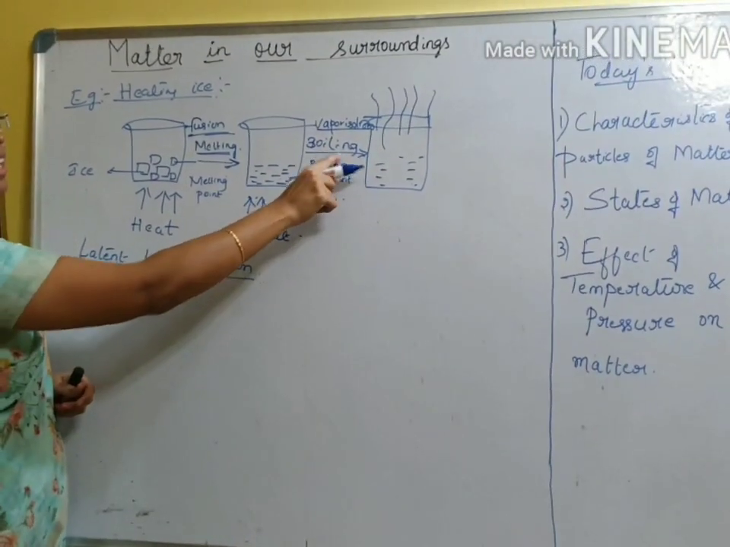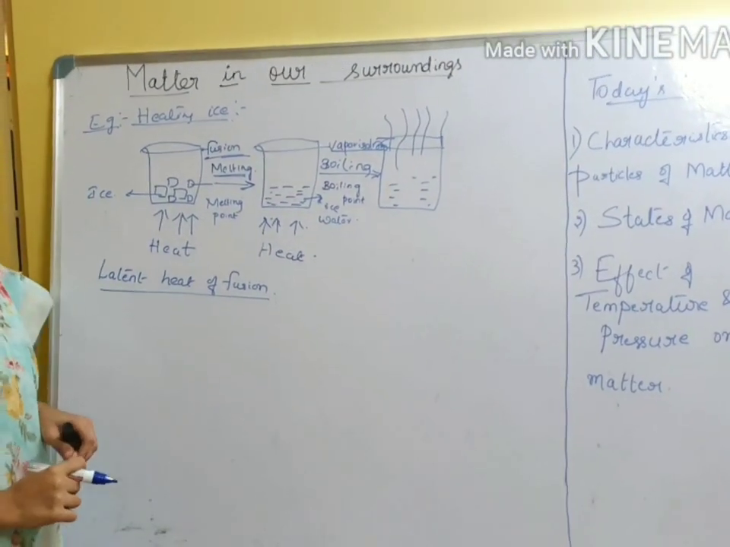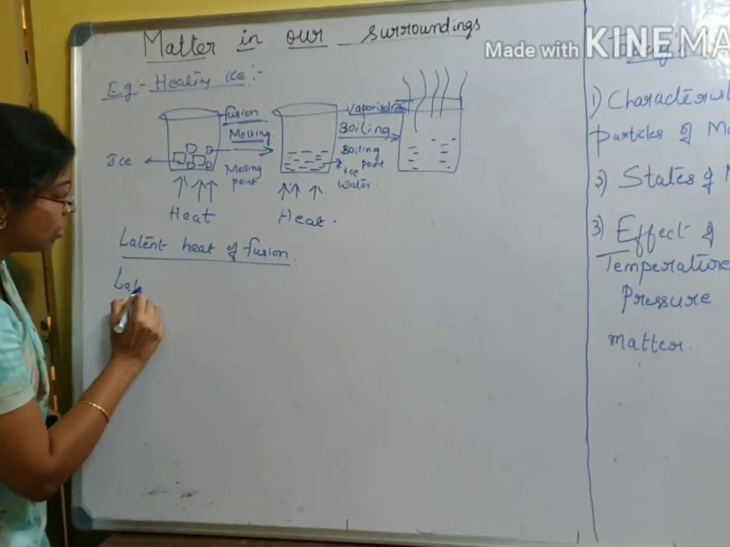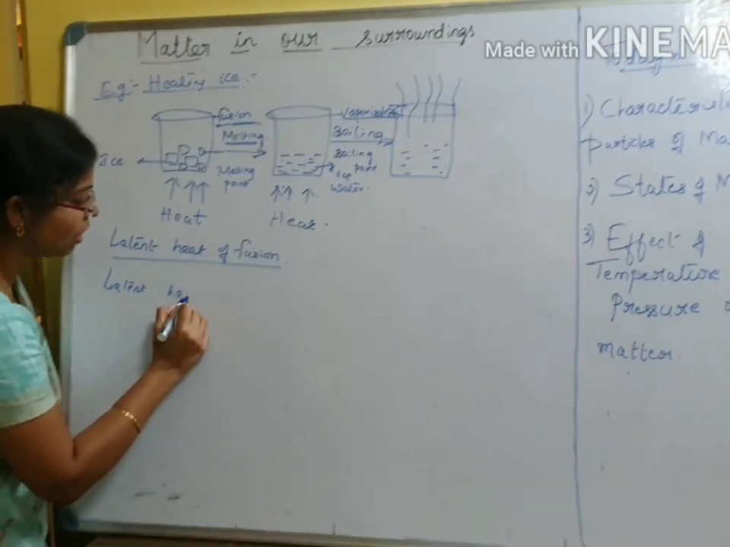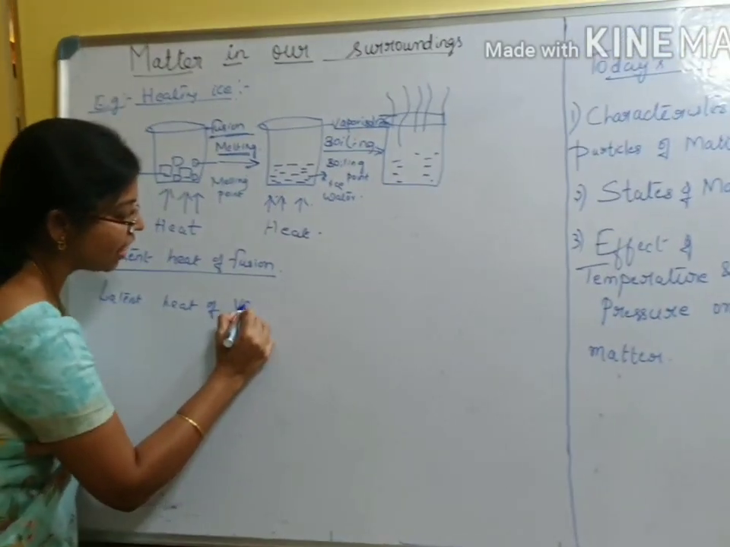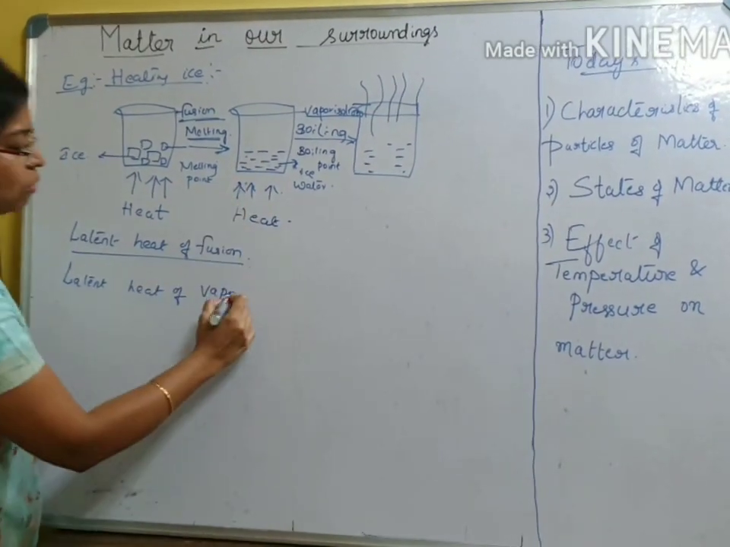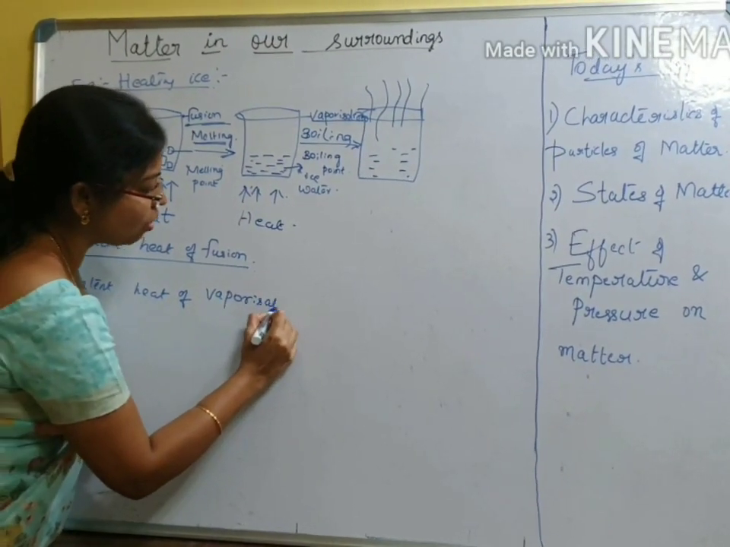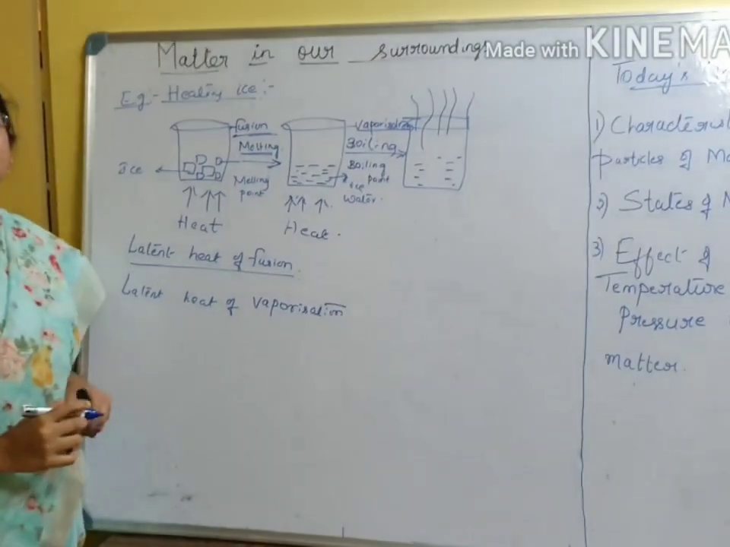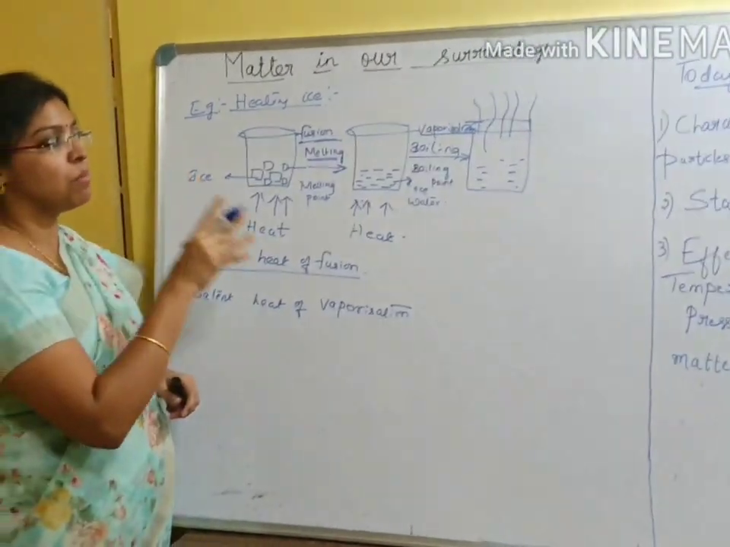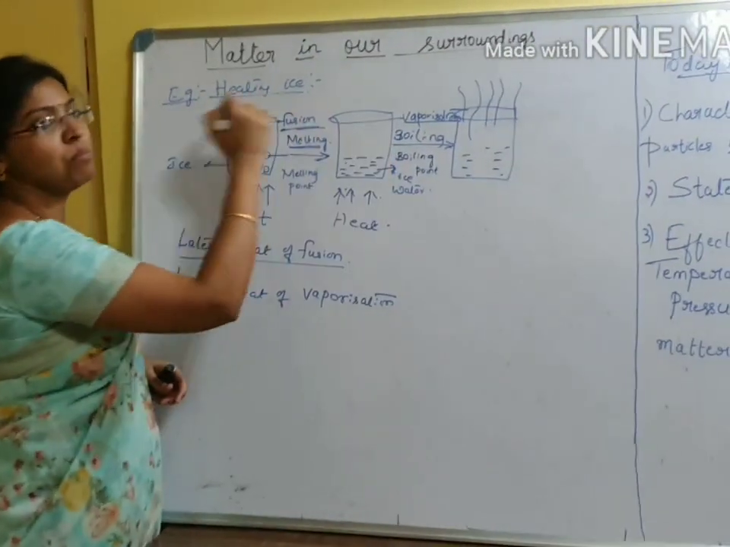Similarly, we also see latent heat of vaporization here. And how do we define latent heat of vaporization? The amount of heat required to convert 1 kg of liquid to gas at its atmospheric pressure and at its boiling point.